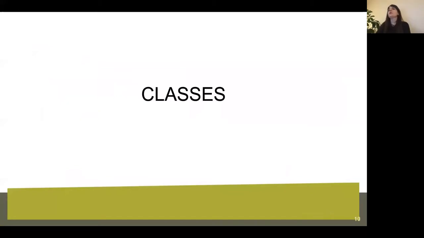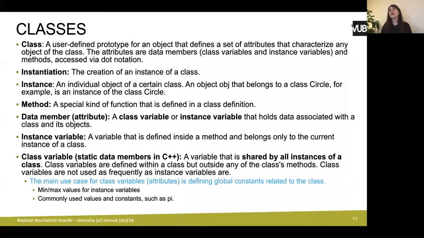Let's come back to classes. We have started to learn about classes in the last lessons, but we will first have a review of what we have learned in the previous lesson, and then we will continue learning more about classes. So we said that a class is a user-defined prototype for an object that defines a set of attributes that characterize any objects of the class.